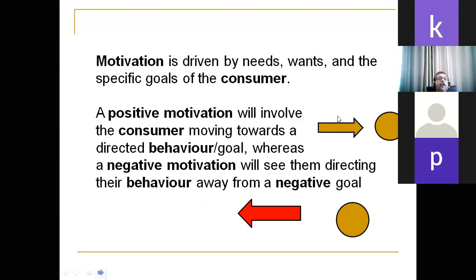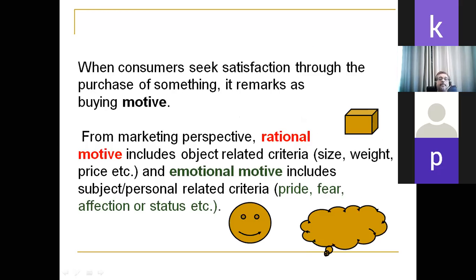Now we'll go in for what is known as rational motive and emotional motive. People will have a rational motive when they want to buy something. So see what it says. When consumers seek satisfaction through the purchase of something, when they buy something and they want to be satisfied, it is known as buying motive.